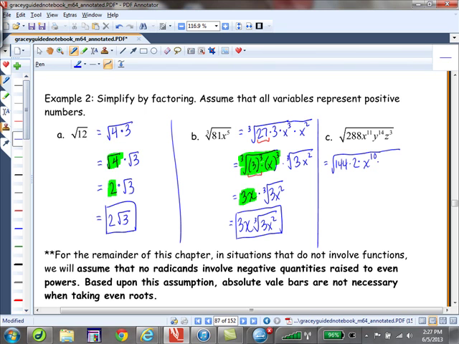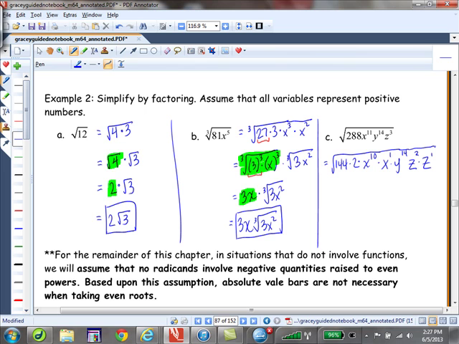So x to the 11th is equivalent to x to the 10th times x to the 1. I'm kind of going backwards from what we're used to doing with properties of exponents. And then 14 is even, so I'll keep y to the 14th as it is. Z cubed we can write as z squared times z to the 1. Okay.